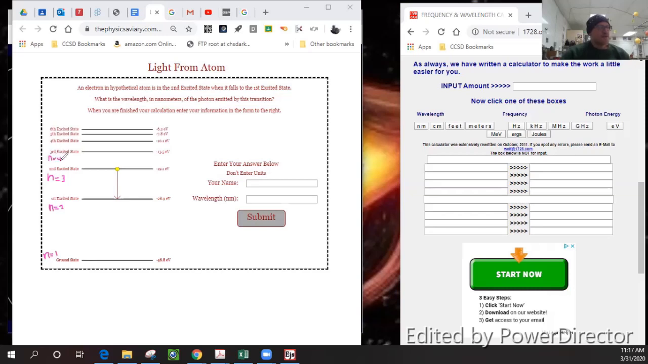Now, this is called the ground state. The ground state is like the first floor. If an electron goes to a higher energy level, it's called the first excited state, which is energy level n equals 2. The next one, the second excited state, is energy level n equals 3. And the third excited state is energy level n equals 4.